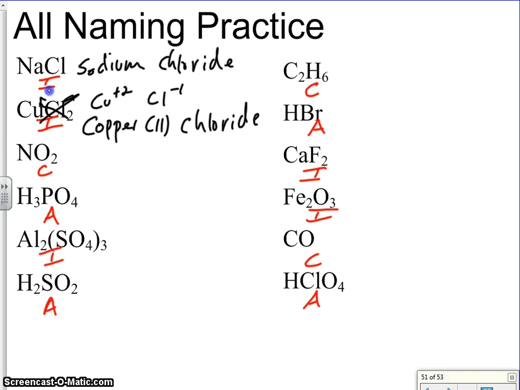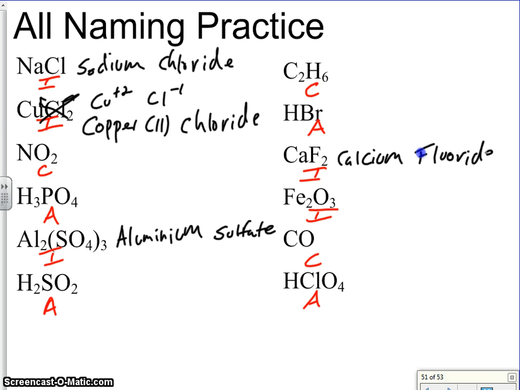Okay, let's stick with all our ionics for right now. Al2(SO4)3. Again, ionic compound. Aluminum's not a transition metal, so we just name him aluminum. SO4 is a polyatomic ion, so we just name him as well, and that's sulfate. Let me rewrite this so it's a little more legible. There we go. Alright, next ionic compound is CaF2. Ca is calcium, not a transition metal, so we just name him calcium. Fluorine becomes fluoride.